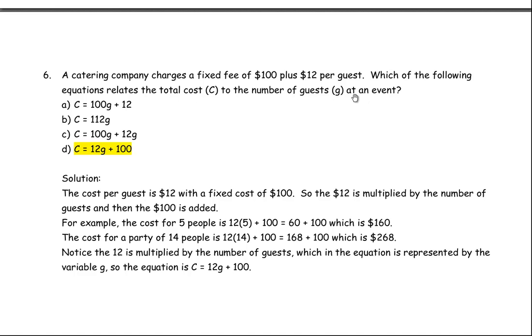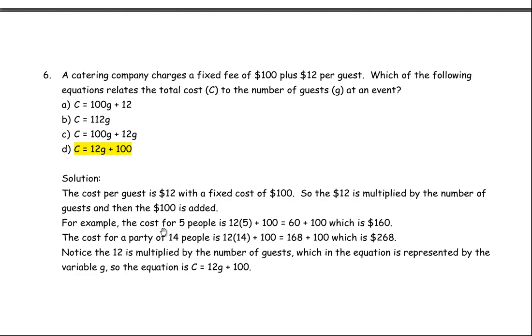So this is really the let statement right here. It identifies that C in the equation represents the total cost, and G represents the number of guests at the catering company's function. When it says $12 per guest, that's the cost per guest, or the rate, or the variable cost. The fixed fee of $100, that's the fixed amount. So the $12 is what you would multiply by the number of guests and then add to that 100.